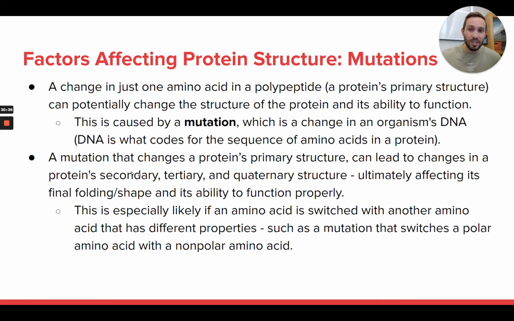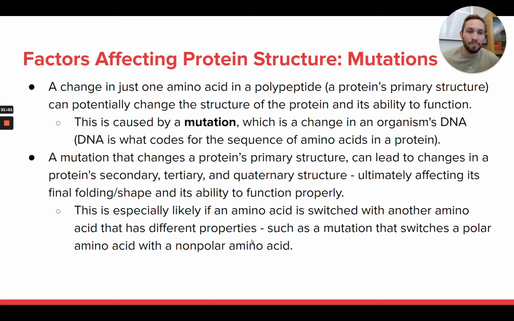So right here it says a mutation that changes a protein's primary structure, the sequence, can lead to changes in its secondary and tertiary and quaternary structure, how it actually ends up folding into its final conformation, which could ultimately affect its final folding and shape and its ability to function properly. Now, this would especially be true if an amino acid is switched with another amino acid that has different properties.